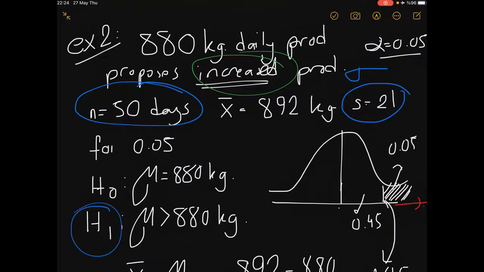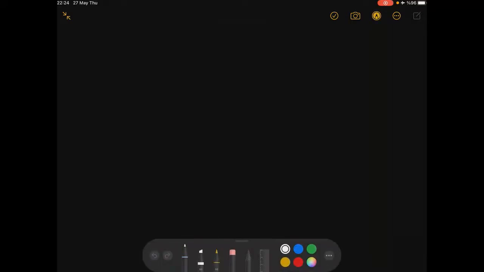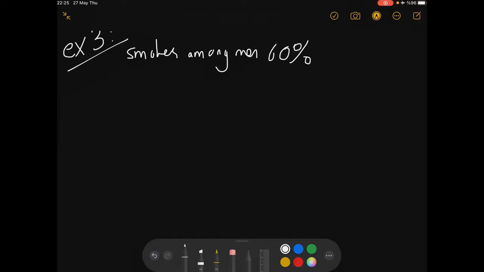Now let's solve the next example, again from our textbook. So let's continue with the third example. It is known that in a specific population, smokers among men are 60%. Smokers among men are 60%. Okay, we know this from our previous studies, previous work.